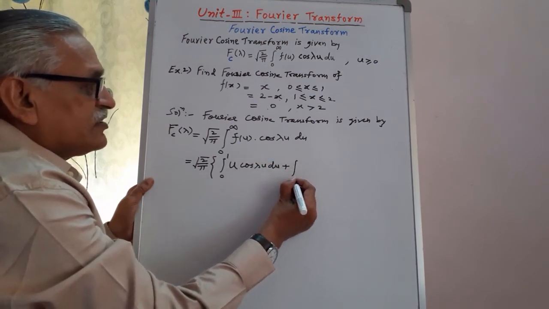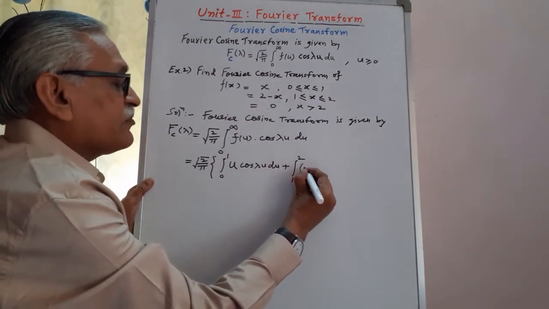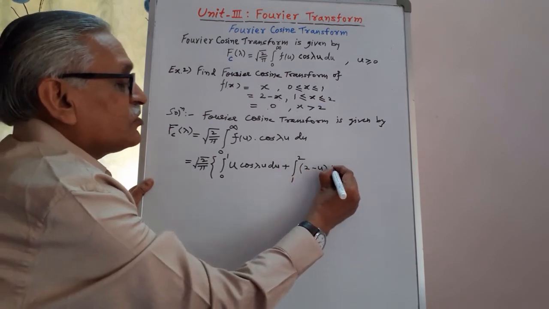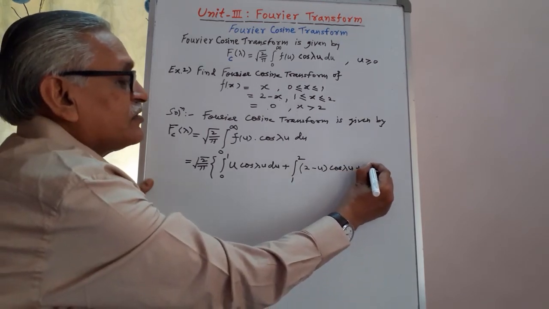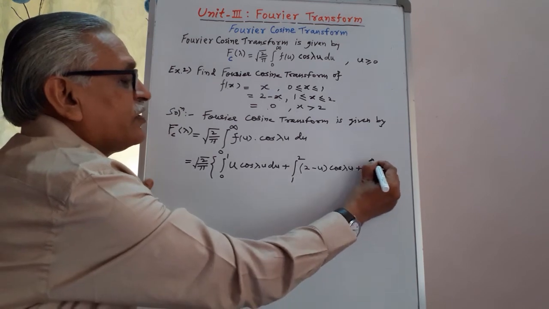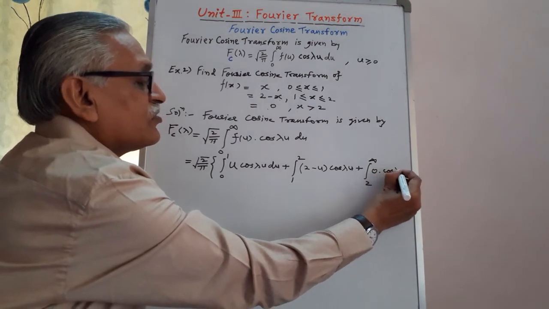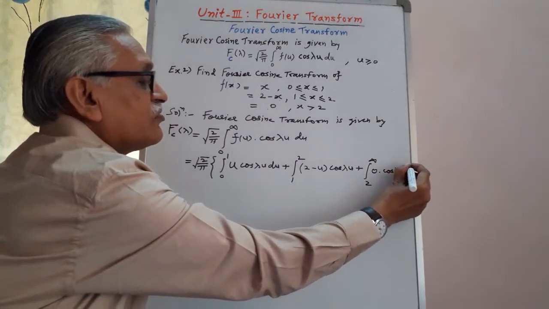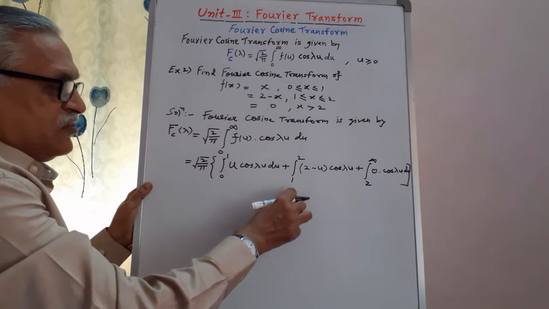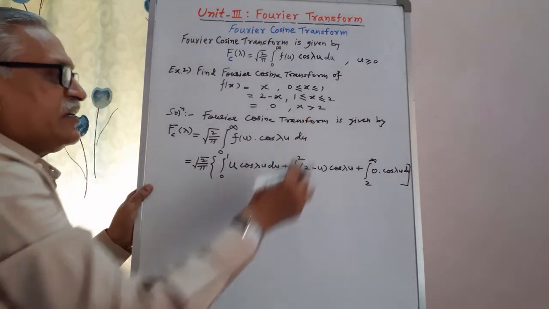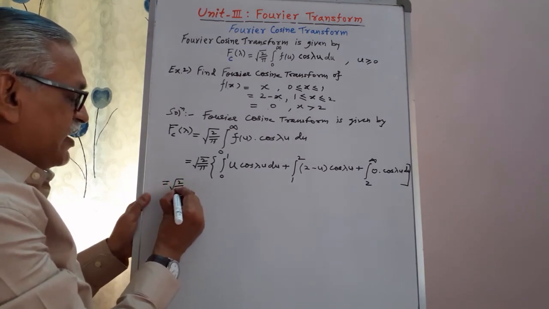Then the next integration from 1 to 2, where the function is 2 minus x. In terms of u, it is 2 minus u, cos(lambda u), plus integration from 2 to infinity, where the value is 0 into cos(lambda u) du. I have split it as 0 to 1, 1 to 2 and 2 to infinity as per the given information, and it is equal to root 2 by pi.